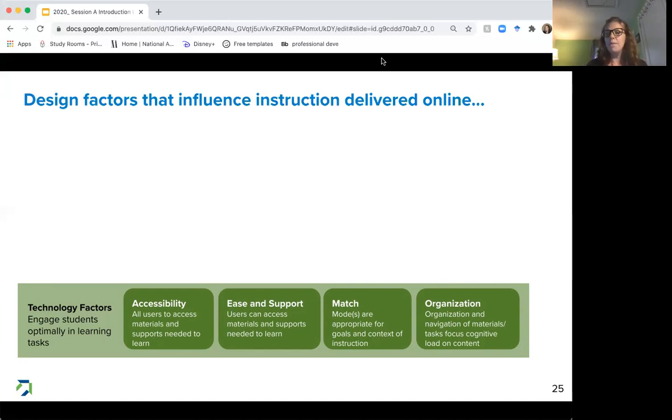One is, how accessible is the technology that we've chosen? Both actually physically, do all of our students have access to the technology that they need, as well as cognitively? So for those learners who may have specific learning differences, can they access in a universal way the tools and materials that we've chosen for them? The next is ease and support.